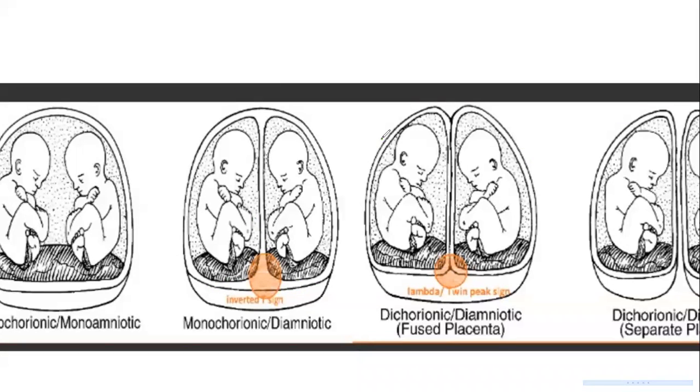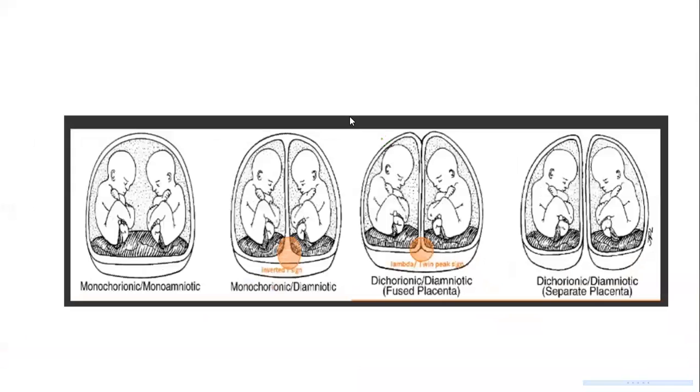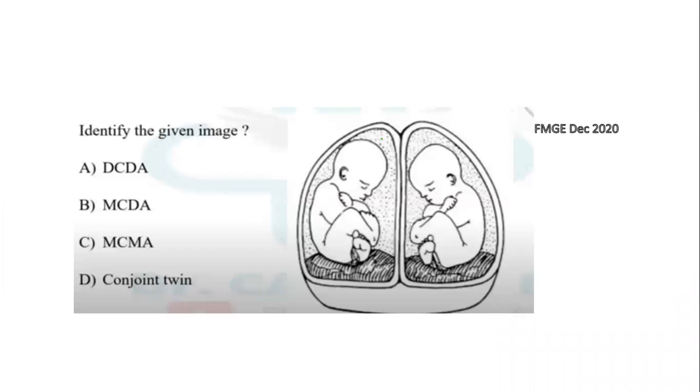Now I will show you the FMG 2020 December question which came, and how quickly I solved it, and how was my approach. So I'll show you the question. See, this is a question of 2020 FMG. So how to solve this question within like 15 seconds? First, it is an exam pressure, as I've said before. So first approach: do you see two different amniotic sacs? Yes, I see two different amniotic sacs, these are separated. So quickly, you know, okay, diamniotic.